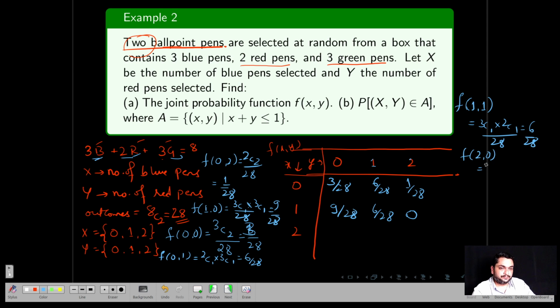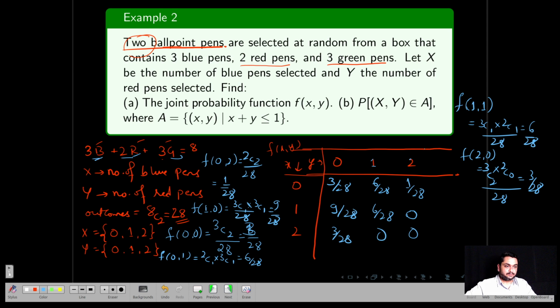That is 3C2 into 2C0 divided by 28, since red is 0. 3C2 is again 3 by 28. Next, 2 and 1 is not possible because it becomes 3, 0. 2 and 2 becomes 4, also 0.